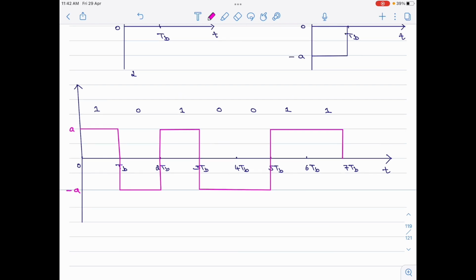Right. This waveform represents the given binary sequence in the polar non-return to 0 signaling scheme. Whenever a symbol 1 appears, you transmit a rectangular pulse of amplitude A and duration TB. And whenever a symbol 0 appears, you transmit a pulse of amplitude minus A and duration TB. That is polar non-return to 0.